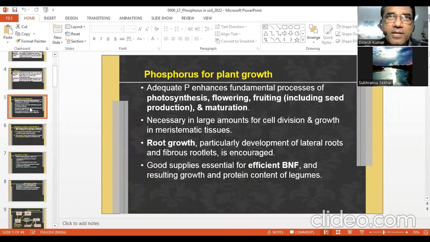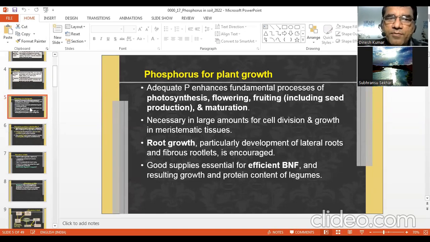So before we go into the details about phosphorus in soil, just one slide on the role of phosphorus in plant growth. I have already covered the deficiency symptoms of phosphorus and some roles of phosphorus, but this is just refreshing your memories. Adequate phosphorus enhances the fundamental processes of photosynthesis. If sufficient supply is not there, photosynthesis will be affected adversely. Flowering and fruiting, which includes your seed production, will all be affected by short supply of phosphorus.